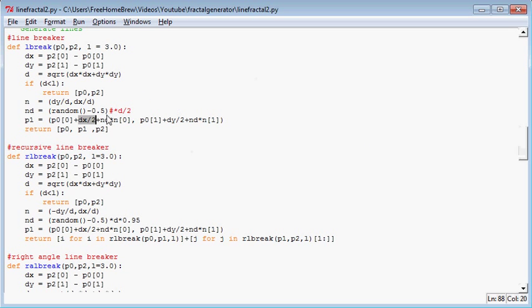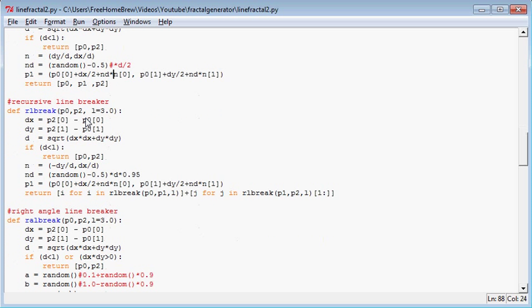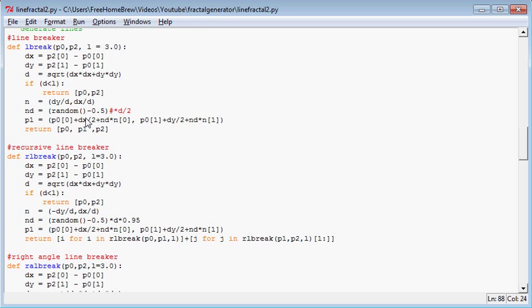Let's see here. Yeah, point 1 plus the normal distance times the normal vector, the x-coordinate of the normal vector. So that's basically how a line is broken in this line generator. And now I think I'm done with this one.